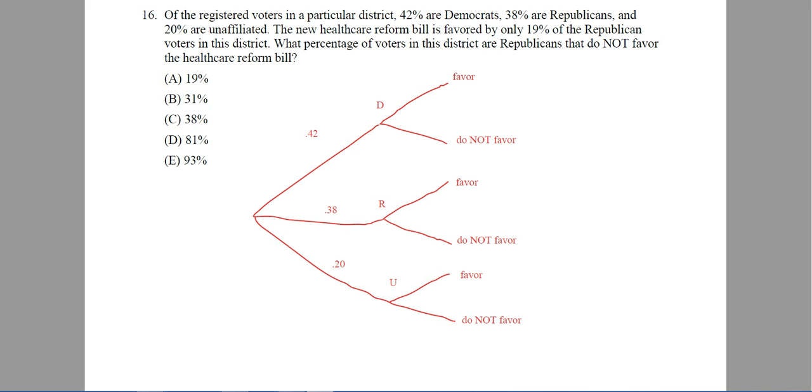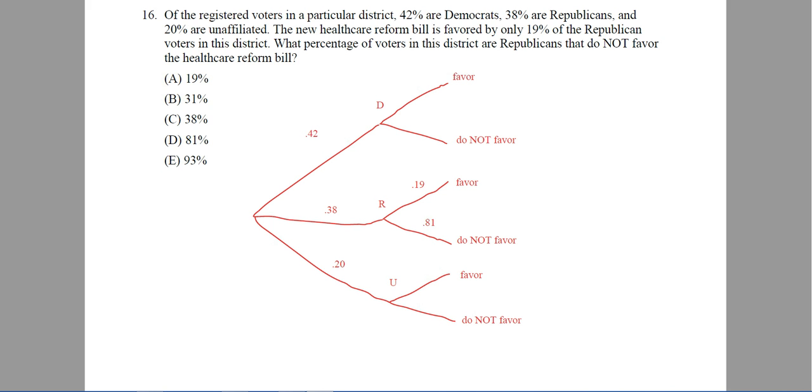Alright, so we know that 19% of Republican voters favor the bill. So we're going to go ahead and write 19%, 0.19, along the branch connecting Republican to the outcome favor. And just using the complement rule, that would imply that 81% of Republicans do not favor this bill.